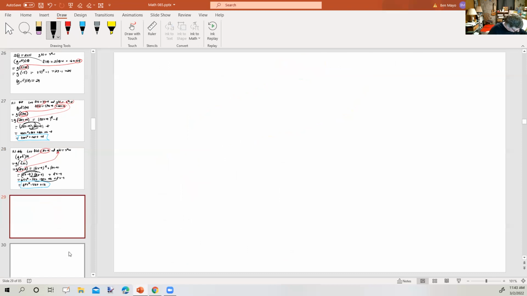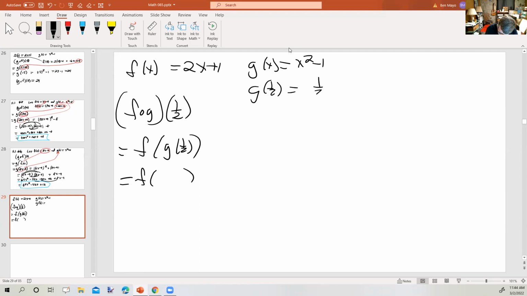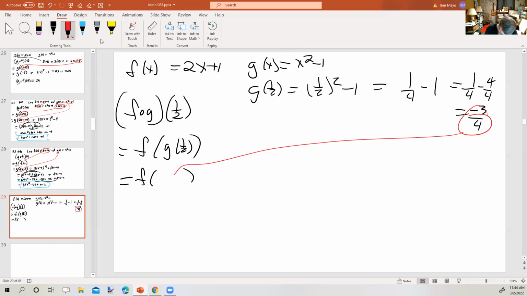Now we'll go back to some more examples in the book. How about this one? Let's go back to f of x equals 2x plus 1, g of x equals x squared minus 1. Let's find f composed with g of 1/2. So that would be f of g of 1/2, which would be f of, well, let's see, g of 1/2 is 1/2 the quantity squared minus 1. 1/2 times 1/2 is 1/4 minus 1, which is 1/4 minus 4/4, which is negative 3/4. So that's going to go in here.